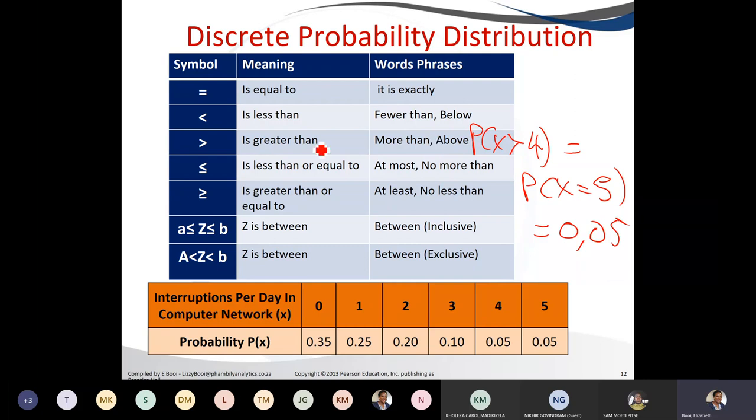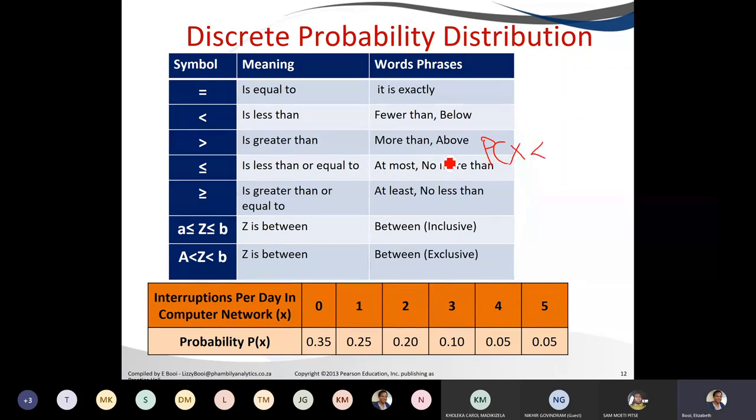And what if they want the probability of at most? At most means no more than, which means less than or equal. So if they ask, what is the probability that X is less than or equal to 3, they might say, what is the probability that at most 3 interruptions happen a day?